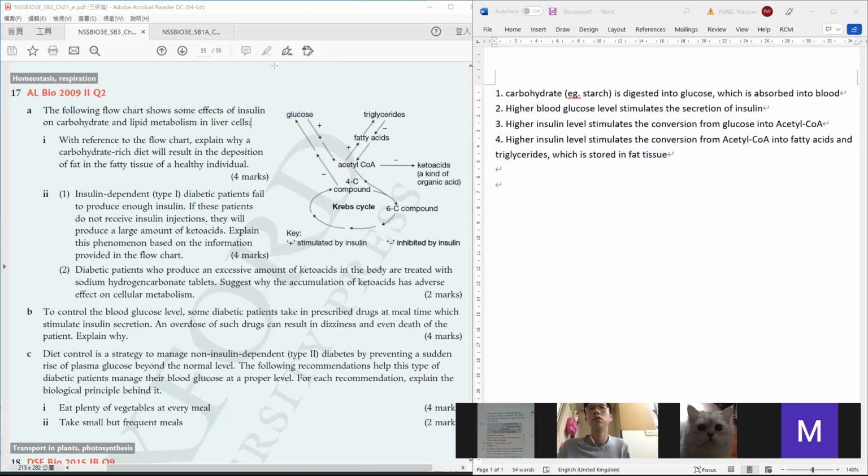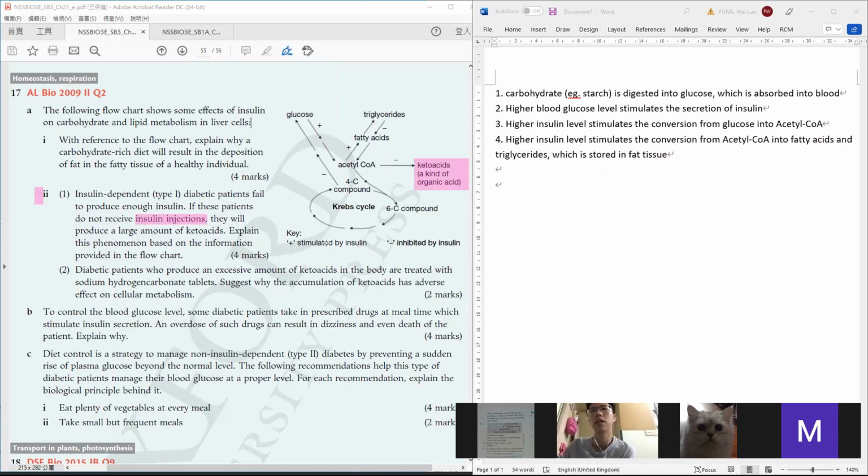Okay, point 2, part 2. They try to inject insulin. If they don't receive insulin, then they will produce lots of ketoacids. Let's explain why.